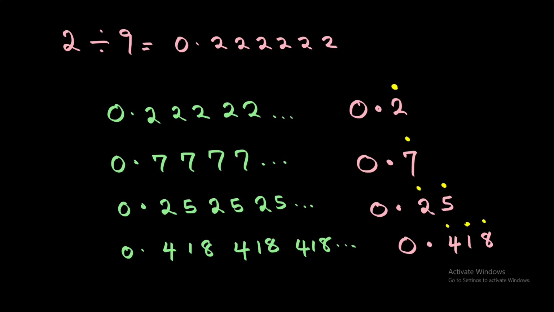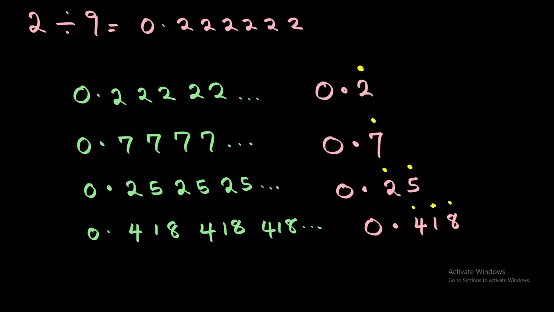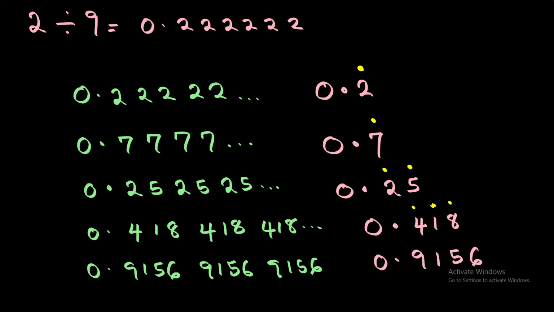Now there are some other situations where you can have a number like 0.9156, 9156, 9156. Now in short form, we can write this as 0.9156 with a single dot on 9 and 6. What this means is that all the numbers from 9 to 6, 9156, are recurring like you see here.